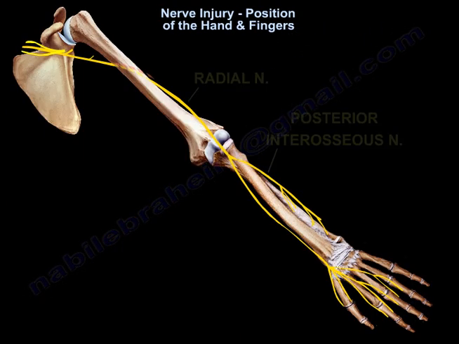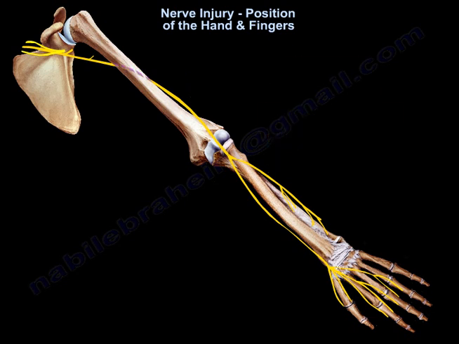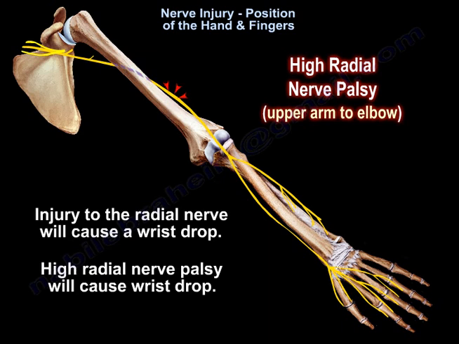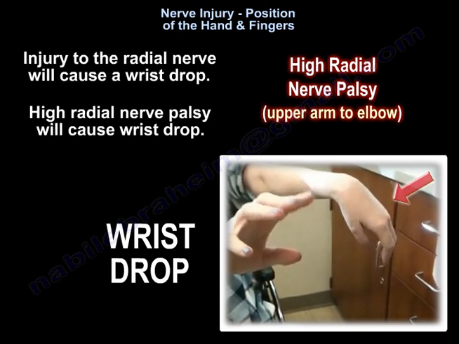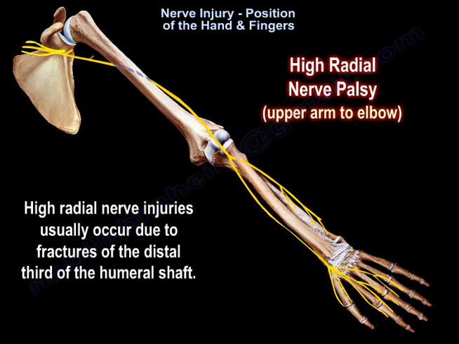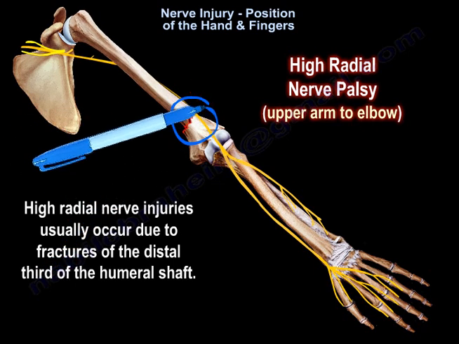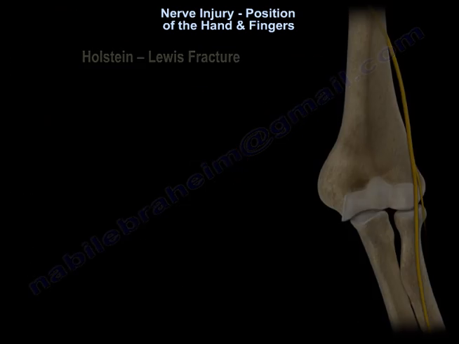How about the radial nerve injury and the posterior interosseous nerve injury? Let's take the radial nerve. Injury to the radial nerve will cause wrist drop. A high radial nerve palsy will cause wrist drop. High radial nerve injuries usually occur due to fractures of the distal third of the humeral shaft, and it is called Holstein-Lewis fracture.